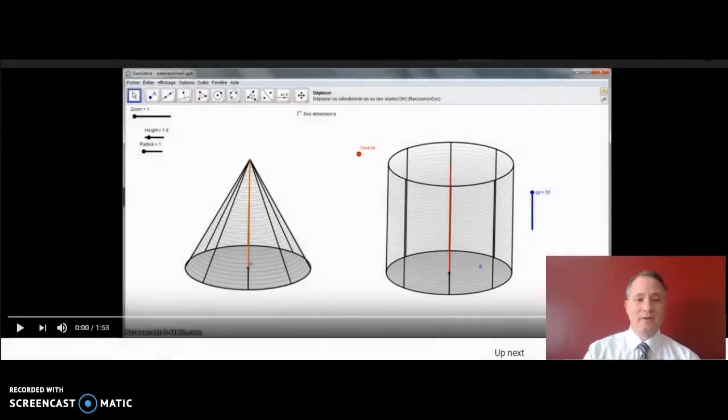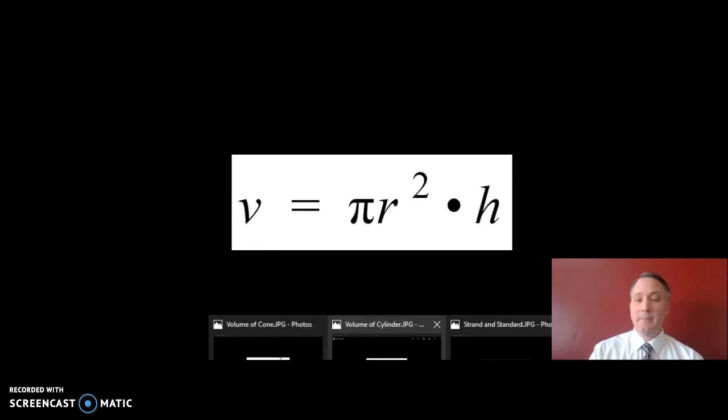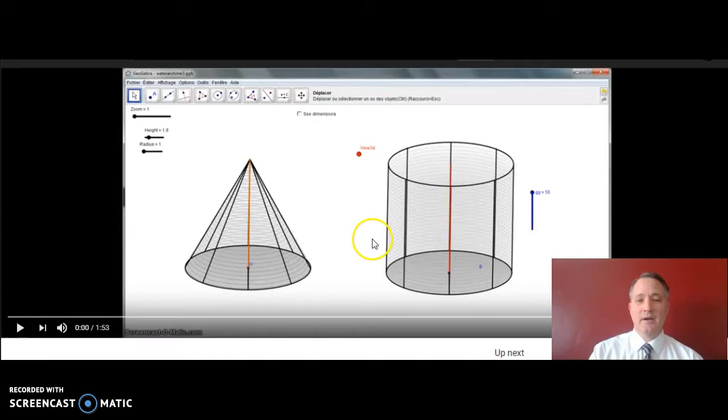As we get going, we've got some software here we're using to look at a cone and a cylinder, and we want to be able to compare those two. Now, from last time with the cylinder, we found out its volume ended up being pi times the radius squared times height. The radius squared was just the base of that cylinder times its height.